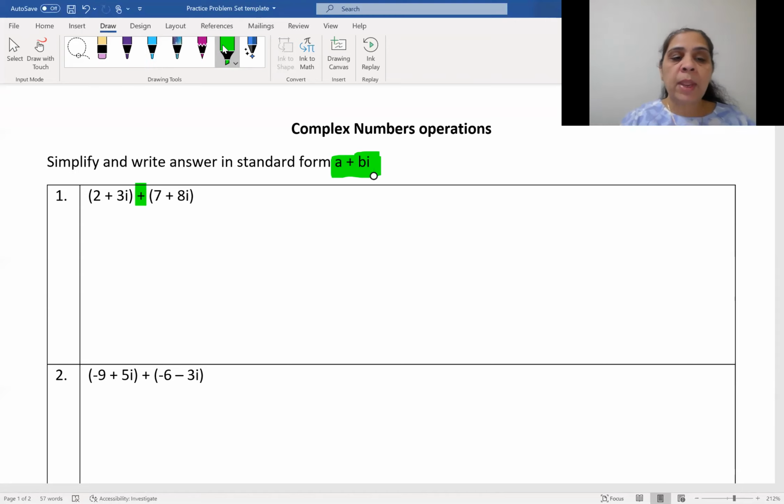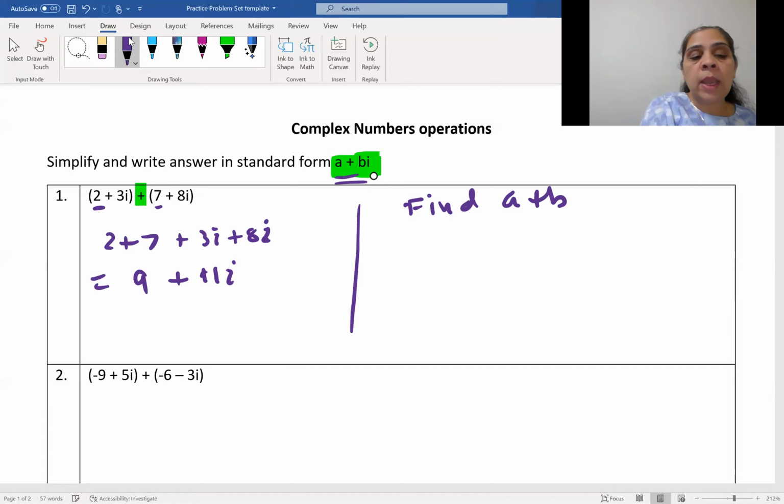The real part is 2 plus 7, we will just add them. 2 plus 7 is 9, and 3 plus 8 is 11i. And it will automatically be in the form a plus bi, 9 plus 11i. Sometimes the question asks: find a plus b. If you compare with a plus bi, a is 9 and b is 11. So you add them: a plus b is 9 plus 11, which is 20. That's how you can solve this problem.